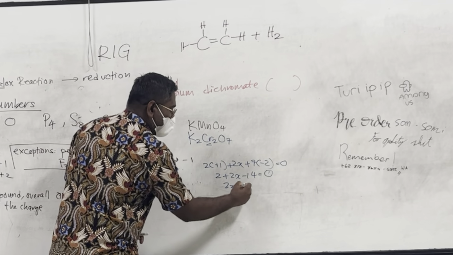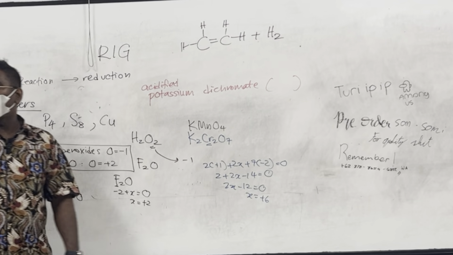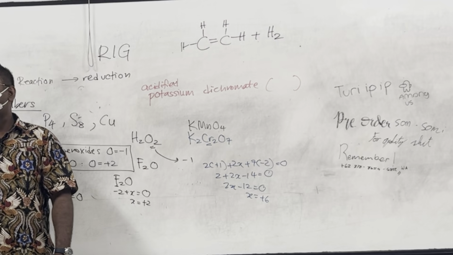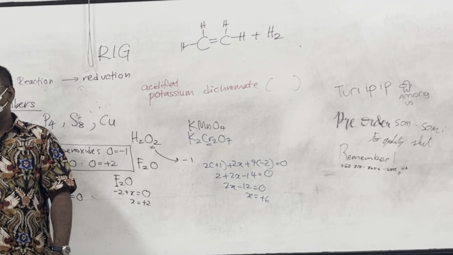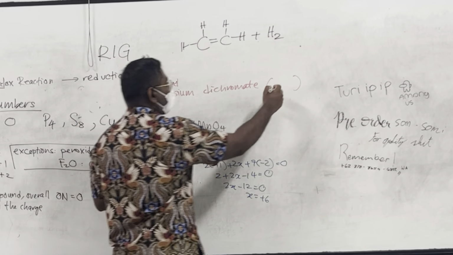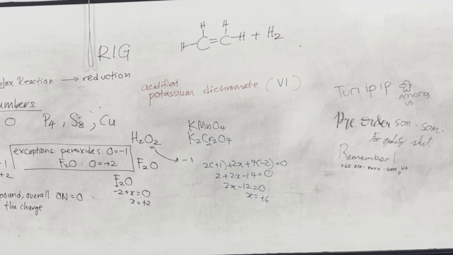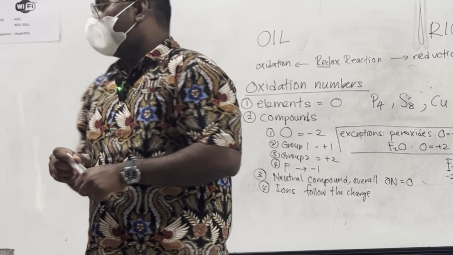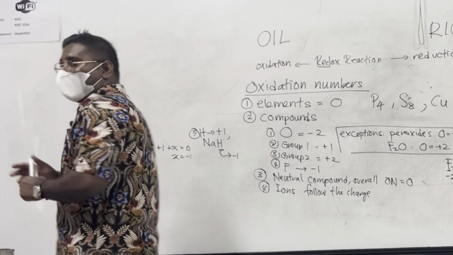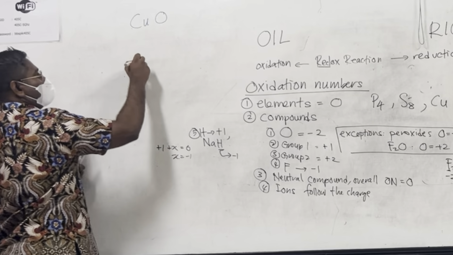Okay, and you get X as positive 6. And this is the oxidation number of chromium. And chromium, we say acidified potassium dichromate 6. That's the reason why we say acidified dichromate 6. Because 6 is going to show the oxidation number of chromium. Okay, now, this is the same example why we have special names for these two.